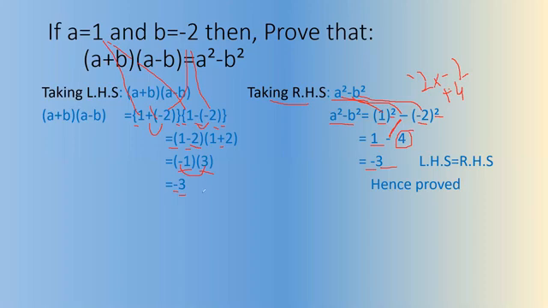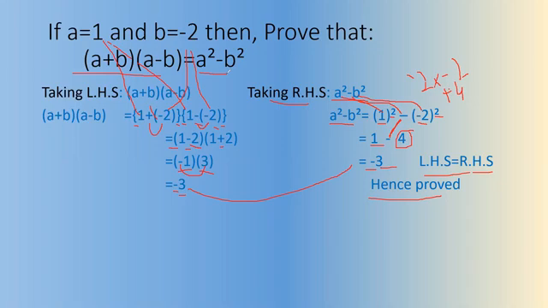So here we can see that the left hand side and right hand side are equal. So write it down here that left hand side is equal to right hand side. Hence proved. What we have to prove is that the left hand side and right hand side are equal. Is it clear, students?